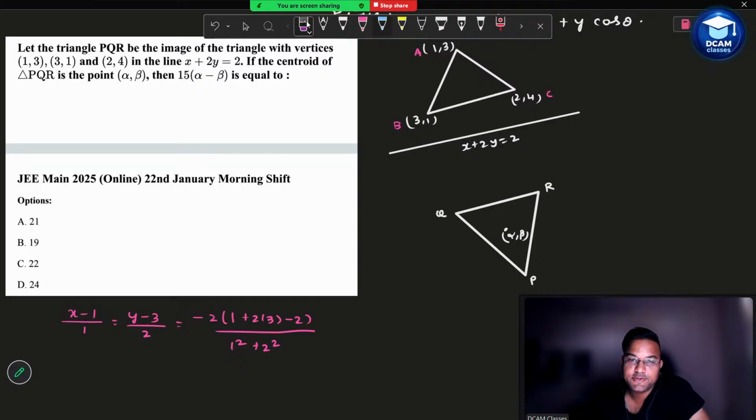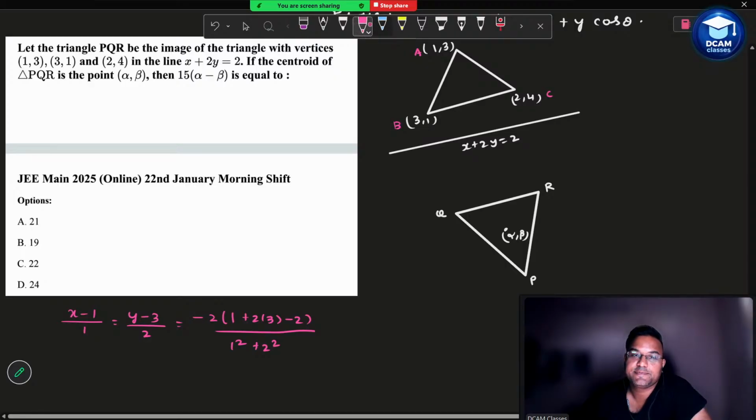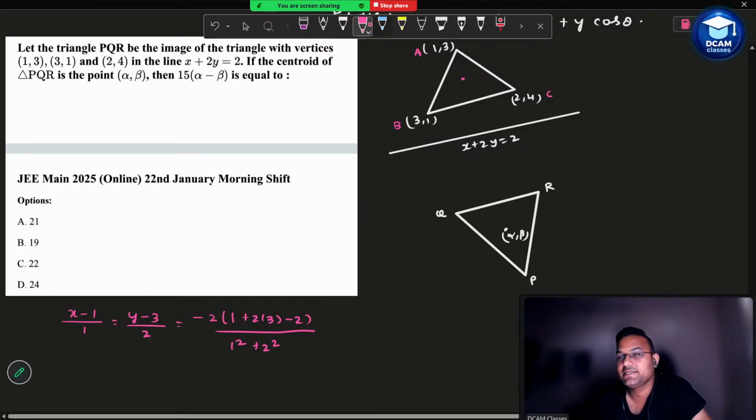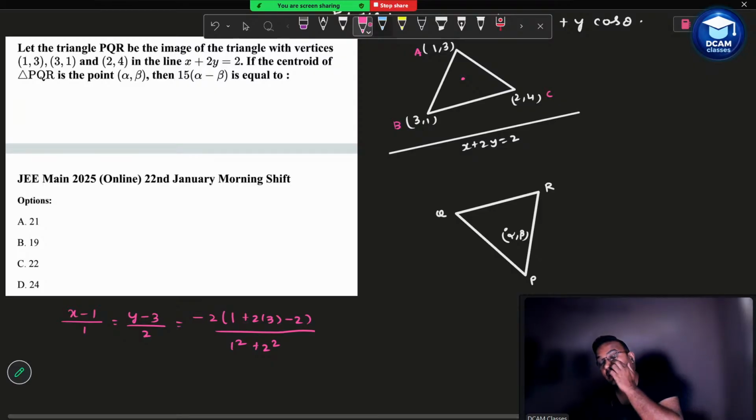See, there are two ways. One way is to get the mirror image of each point. That's the longer method. Or we can find the centroid of the first triangle. The shorter method is to find the centroid of the first triangle and take its mirror image, because the centroid of this triangle will have the same mirror.